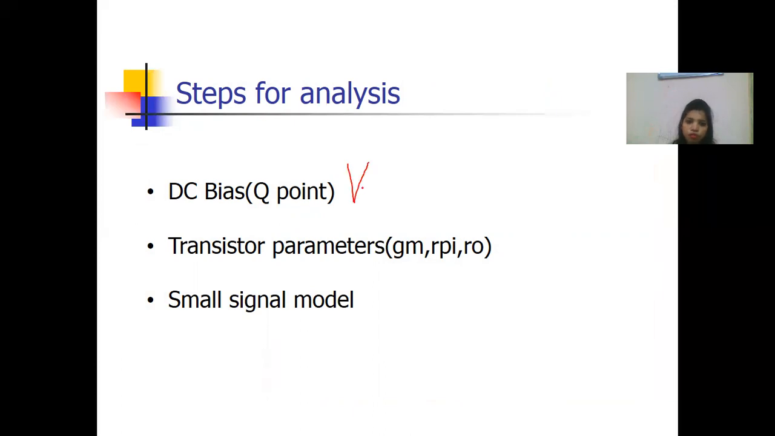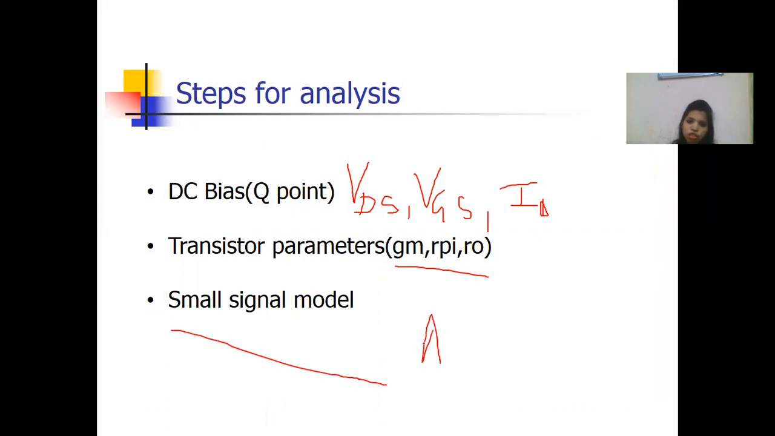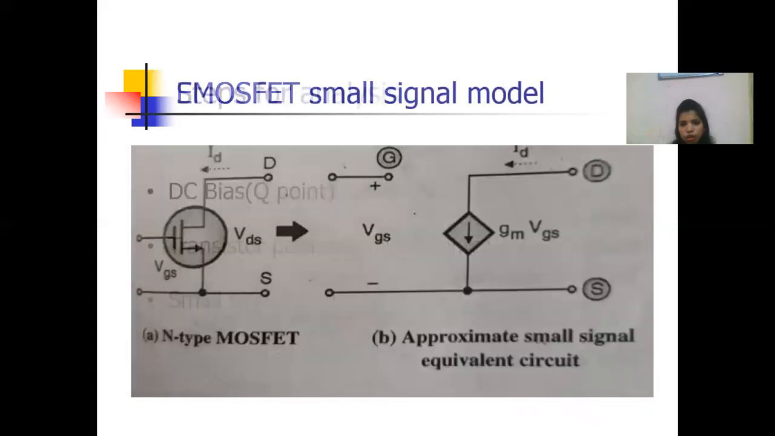So the steps for analysis: first of all, we have to do DC analysis for finding the Q point. Q point means we have to find VDS, VGS, ID. For this we have to do DC analysis, that you know very well. Next, we have to find the transistor's parameters gm and ro. The fixed formulas are there for this. Then for the small signal model, you have to do the AC analysis for finding the voltage gain, current gain, input resistance and output resistance. So these are all small signal model parameters.